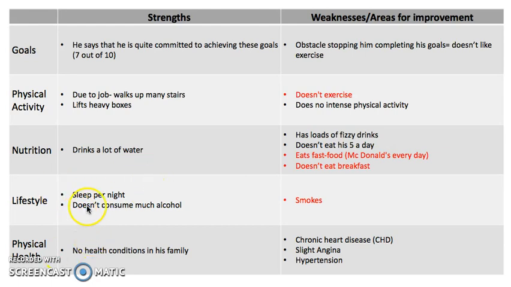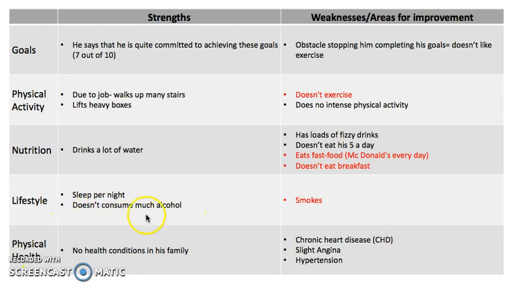The next strength is that he gets a good amount of sleep per night. He said that he gets 9 to 10 hours of sleep each night. Now this is really, really good, as the recommended amount for an adult is around 7 to 8 hours. So he's above that, and it's really good to get enough sleep so that you can power on through the day, as the average adult needs 7 to 9 hours. So he's above that, which is really, really good.